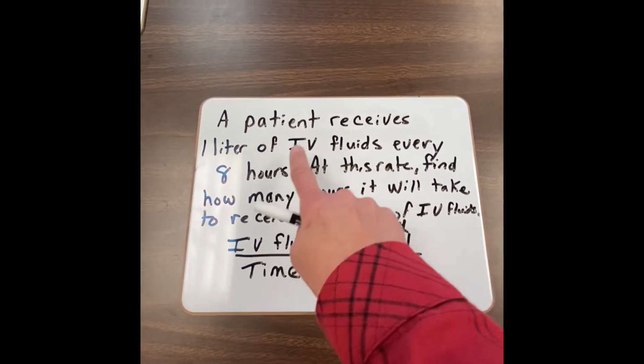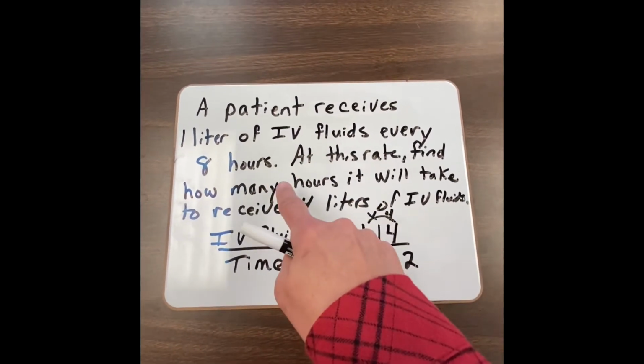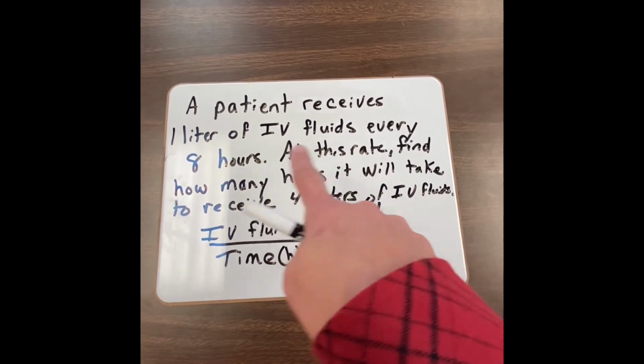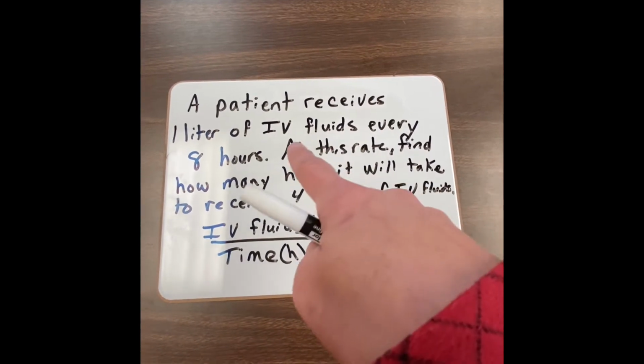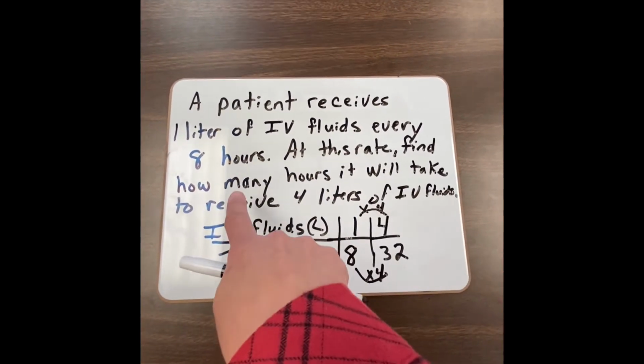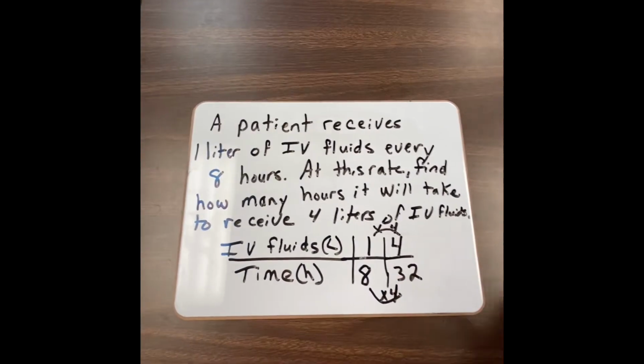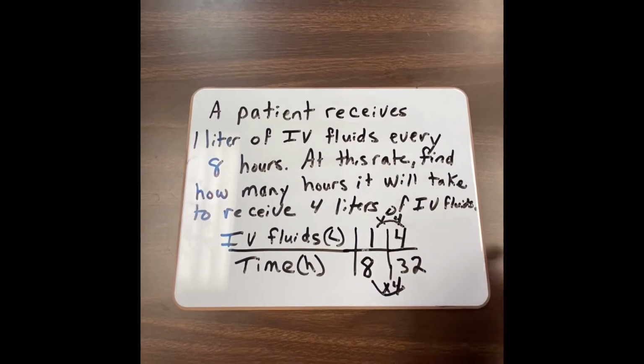So let's see if it makes sense. A patient receives 1 liter of IV fluids every 8 hours. At this rate, find how many hours it would take to receive 4 liters of IV fluids. So if it was 1 liter in 8 hours, then 4 liters in 32 hours. So it would make sense. It fits the problem.